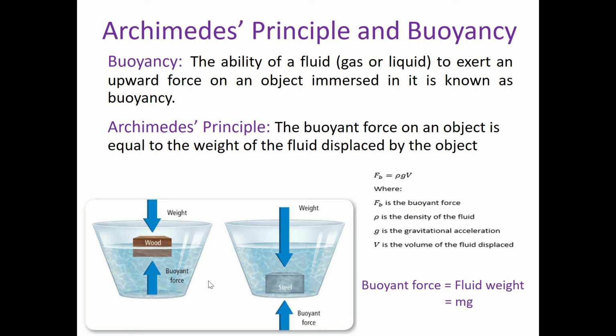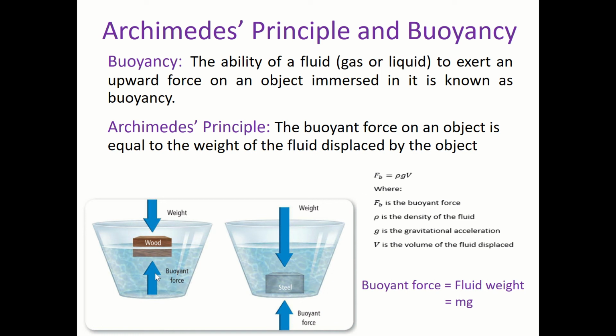Okay, now look at these two pictures. In this picture, I have two objects. One of them is made up of steel, the other one is made up of wood. Now assume that these two fluids are water, so I have exactly the same fluid here. And let's say that the volume of the steel exactly equals the volume of the wood. So two different materials, but they both have exactly the same volume. And let's assume that both of them are totally immersed inside the water.